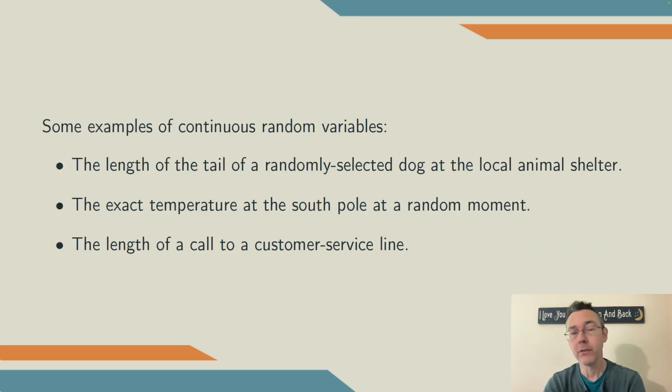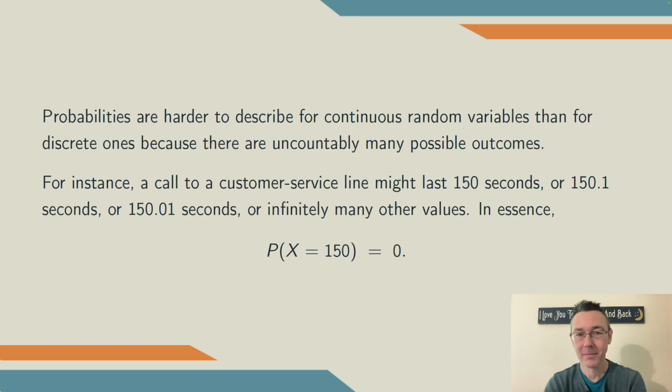Can't be anything in between those numbers. Some examples of continuous random variables: the length of the tail of a randomly selected dog at your local animal shelter, the exact temperature at the South Pole at a random moment, or the length of a randomly selected call to a customer service line. Any one of these things could take values in an entire range. Now here it doesn't matter that your measurement accuracy might be just to the nearest centimeter, for instance, or to the nearest second. In theory, any one of these things could be measured as accurately as you like.